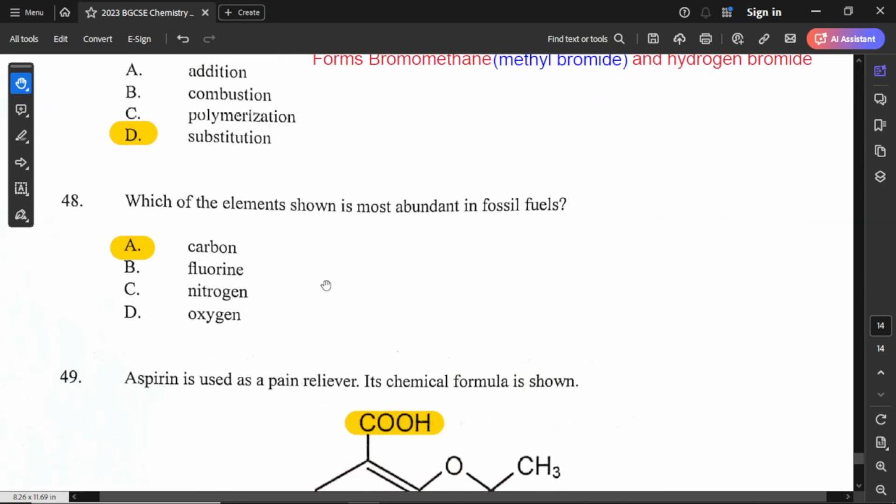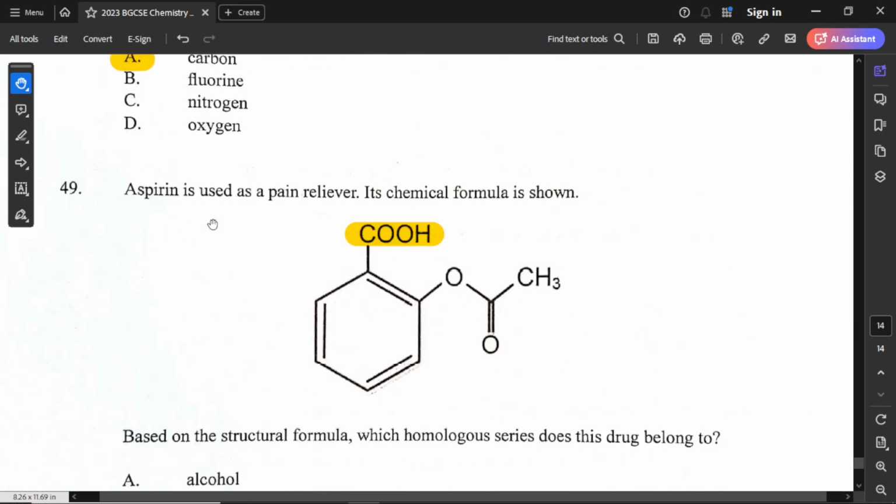48 is which of the elements shown is most abundant in fossil fuels, and that one is carbon. Because fossil fuel is organic in nature, and the backbone of all organic compounds contains what? Carbon.